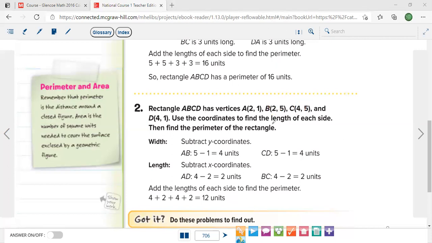The same will happen here. You want to find, for example, CD. Cancel out the 4, and 5 minus 1. So CD, 5 minus 1 is 4. Now you want to find AD. This is A and this is D. Cancel out the similar number and do 4 minus 2. So 4 minus 2 will give you 2. Now you know AB, CD, AD, and BC. So add them all. This will be the perimeter. Very easy idea.